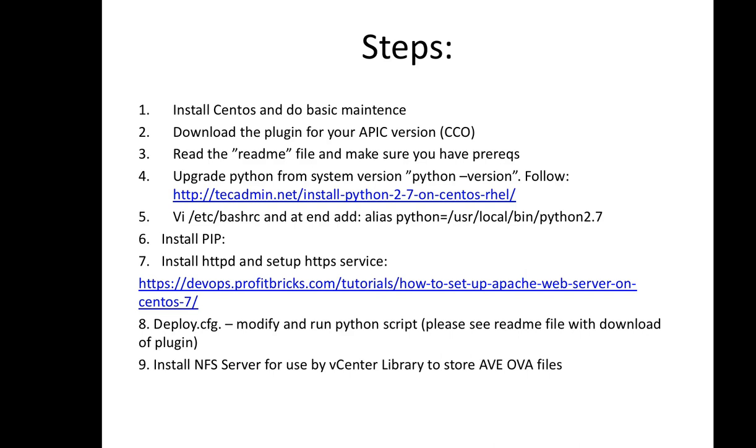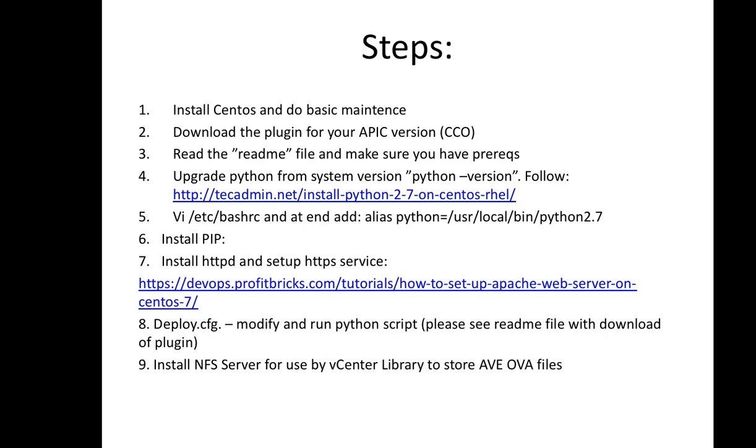Briefly, these are the steps that you would need to do, and we are actually going to do this in the next module. So we'll have to install CentOS and then download the plugin for the APIC from CCO. Make sure to read the README file, upgrade the Python version, and you can go to that website over there. It has very good instructions on how to do it. And then you install pip and install a basic web server and make sure that you have HTTPS services running over there. So you put in a self-signed certificate.